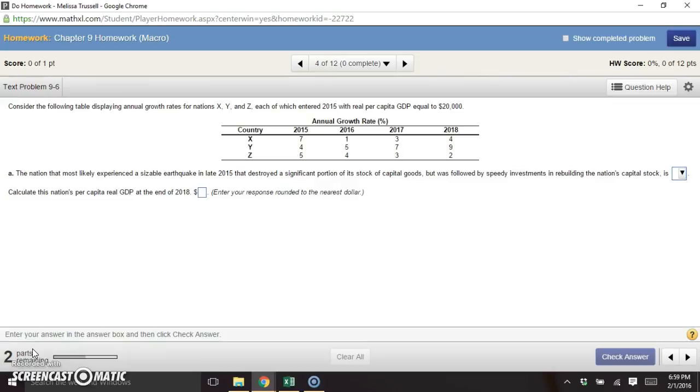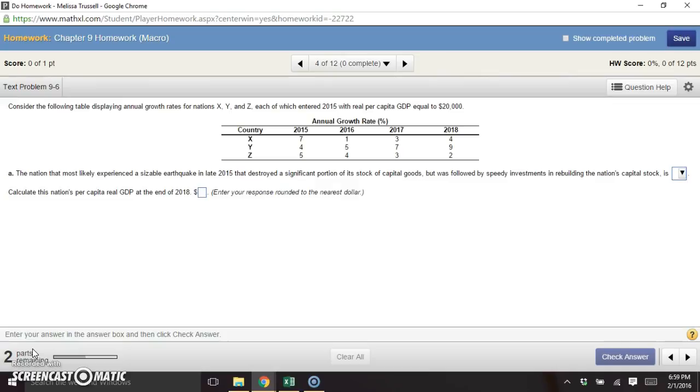that destroyed a significant portion of its stock of capital goods but was followed by speedy investments in rebuilding the nation's capital stock is. So we know that if we're looking at a big natural disaster like an earthquake, we can expect to see a drop in the growth rate for that country, right? Because it's probably going to destroy a bunch of the capital goods, which would be the machines and buildings and things like that that are used to make consumption goods. And when those things are destroyed, the country can't grow as fast as it was.